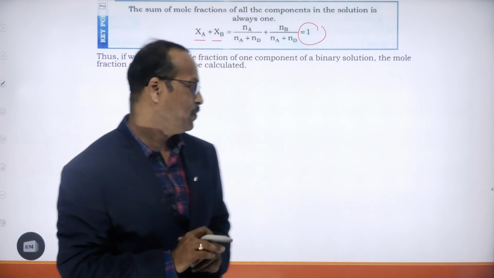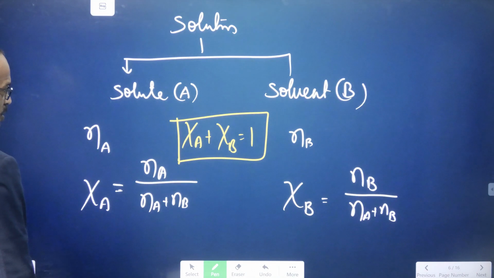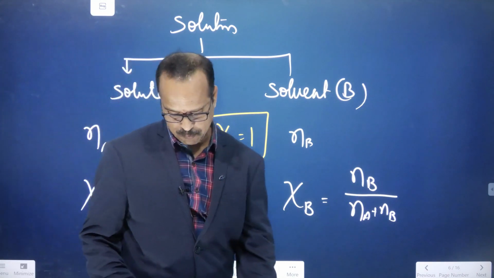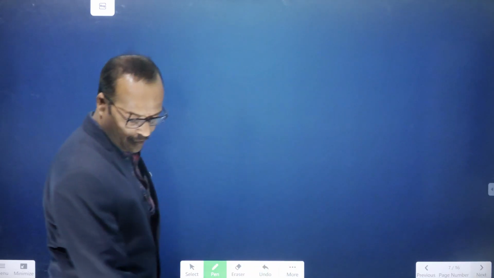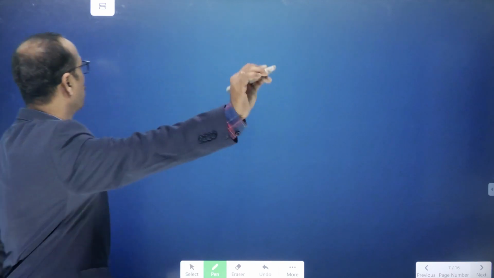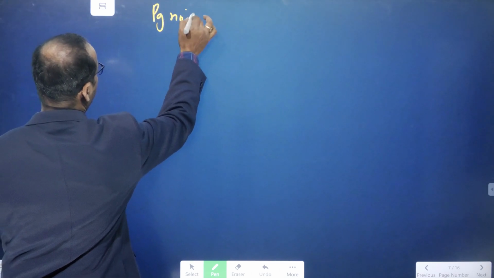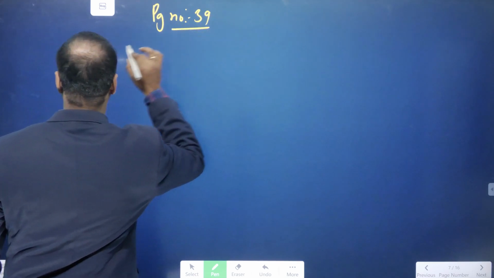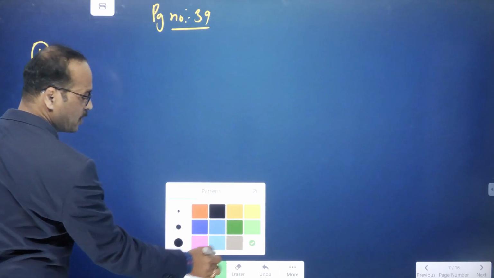Now let us solve some numericals. See page number 39 in your material. Problem number 1 is given: 3.65 grams of HCl. See here, page number 39, problem 1. What is given in the problem?